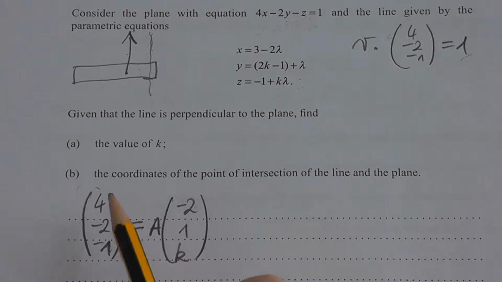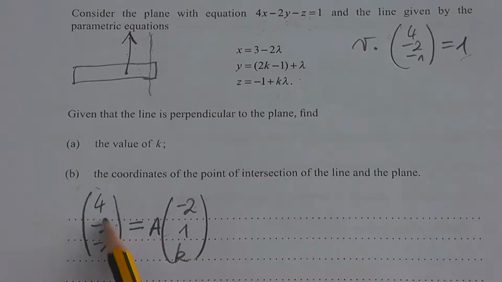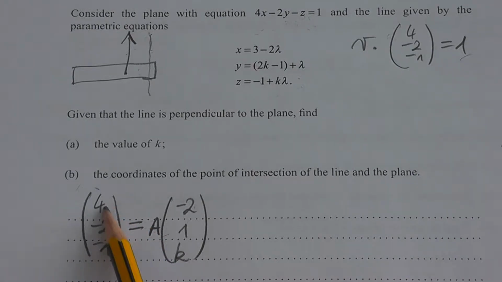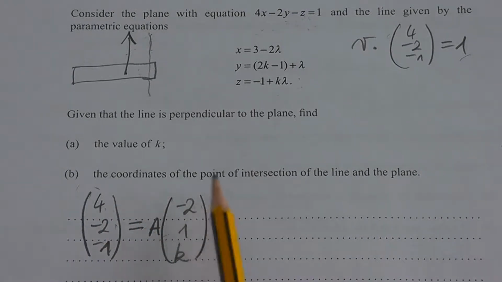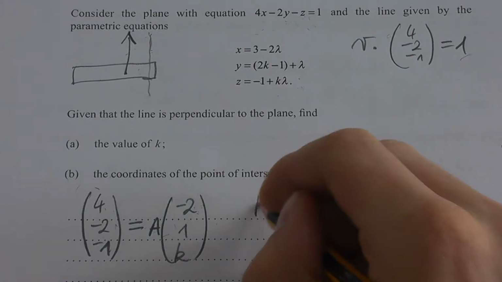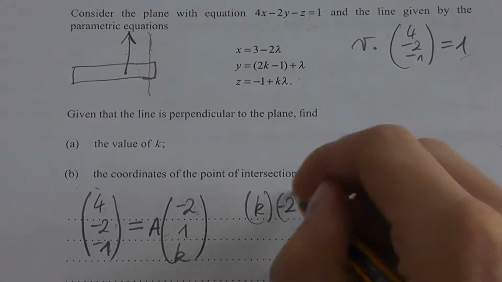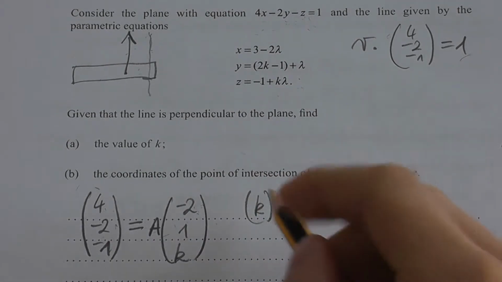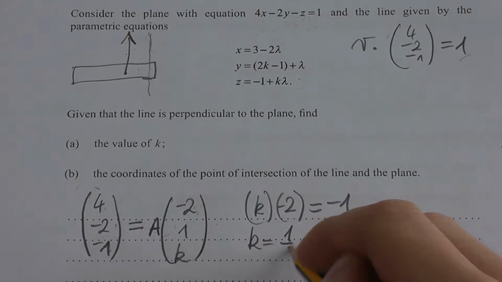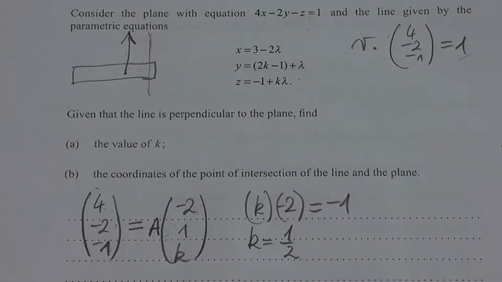And clearly you can see that essentially what we're doing is we're multiplying this by minus 2. So minus 2 times minus 2 is 4. 1 times minus 2 is minus 2. And so k times minus 2 is equal to minus 1. And of course from there we find that k is equal to a half.